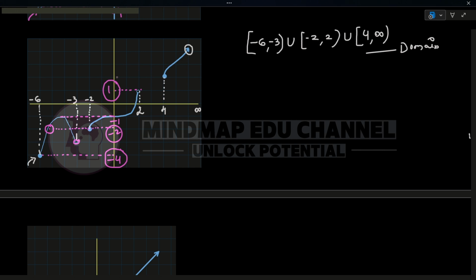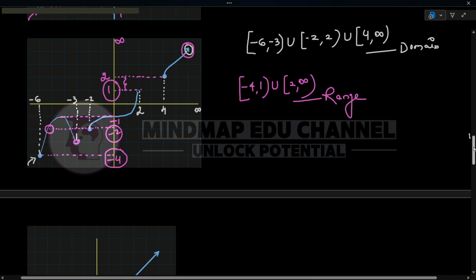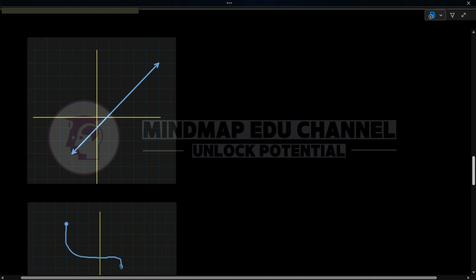Clear? Is it clear? Okay. Now, for the last part, the third function, it starts from 2 and ends, it's an arrow here, so plus infinity. So, how are we going to write the range? It will be from -4, which is included, till 1, which is not included. Then union. Why union? Because you see, there is no graph between 1 and 2. And then 2 is included till infinity. And this is the range for this function. Hope it's clear. Now let's move to the next example.